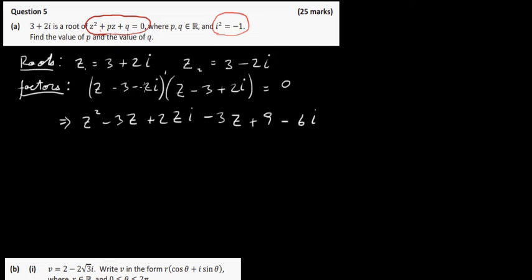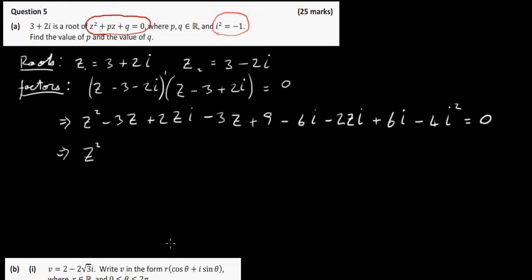Last one then, we're going to multiply out the minus 2i. Minus 2i times z is minus 2zi. Next, minus 2i times minus 3 is going to give us a plus, and it's 2 times 3, 6i. Minus times plus is minus, 2 times 2 is 4, and we get i squared here. Okay, so let's just simplify all of this.